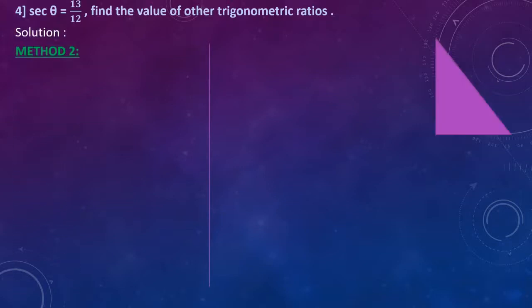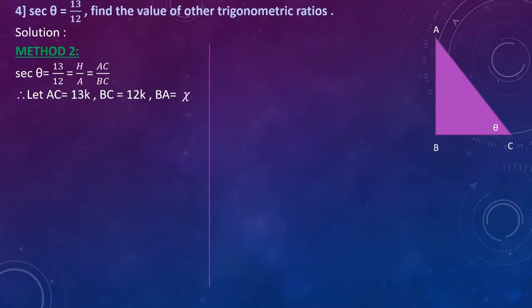In order to do it with method 2, we need to draw a right angle triangle and name it as A, B and C, where angle C is considered as theta. So we know that sec theta is given already in the question, that is 13 upon 12. But we know that sec theta is hypotenuse upon adjacent. So the hypotenuse side is AC and the adjacent side of theta is BC. So therefore, let us consider AC is equal to 13K and BC is equal to 12K.